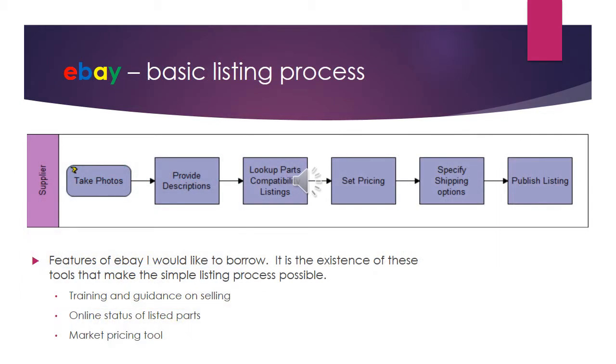Here is the basic process that the seller follows for listing an auto part on eBay. The seller would take high-quality photos, provide quality descriptions, utilize the parts compatibility tool, set fair pricing, specify shipping options, and lastly, publish the listing. The features I would like to borrow are the tools that allow the process to be simple.